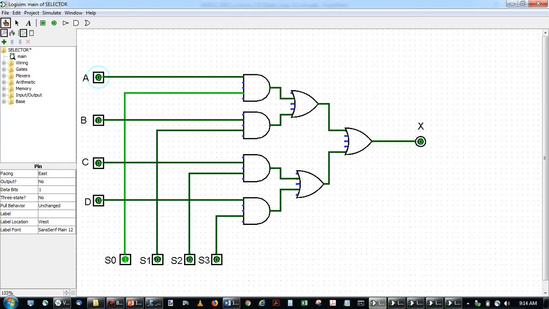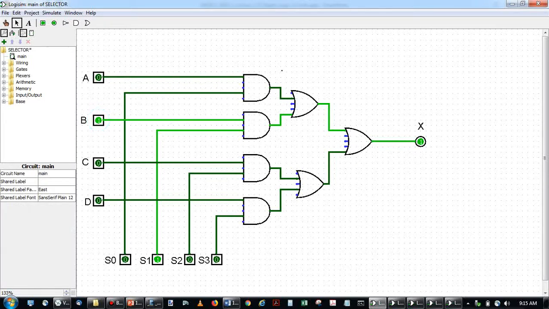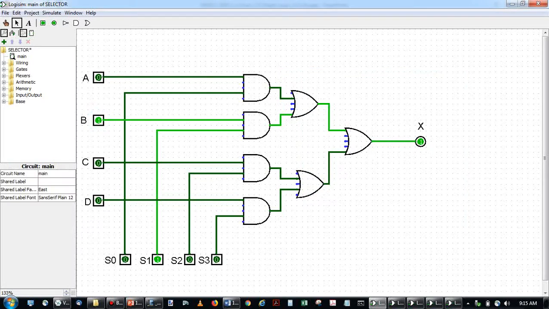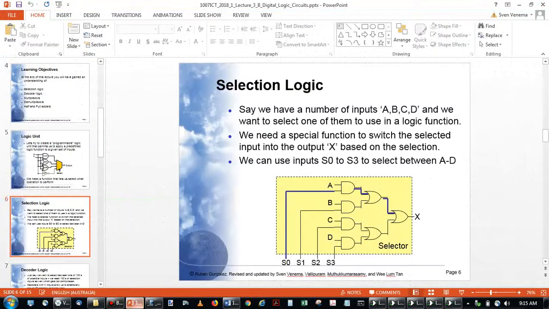Will this always match A? Only if S0 is on. If S1 is on, which one will it match? B. So what we've got here, and again, you want to try this out, play around with this, see how this works. But what we've got here is a circuit that allows us to get 4 inputs and choose one. And it does that by having these AND gates on the left, and the AND gates block things, and then these OR gates on the right, these guys, they combine things. They put things back together. So that's the selection logic.